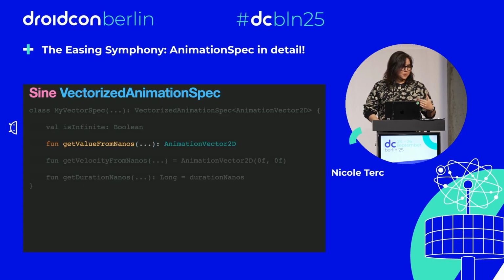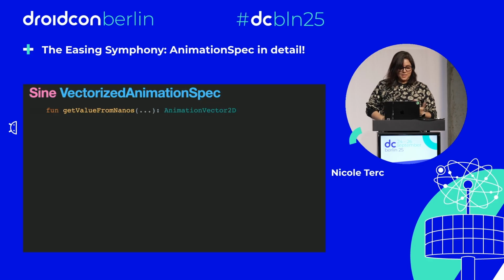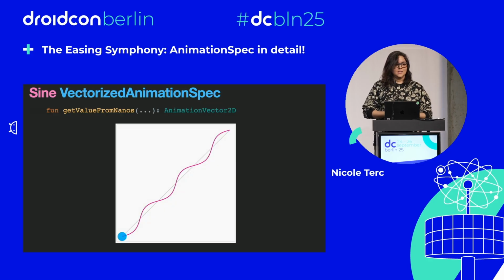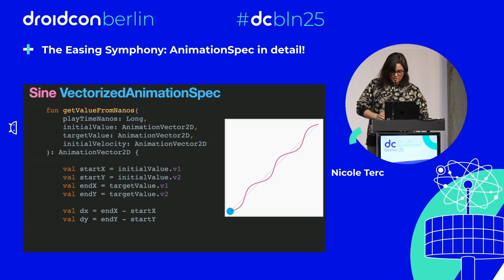Sadly, for this one, it's not going to be as simple as the other two, because in here is where we are actually going to define the path my AnimationSpec is going to take. So this is where all this sine formula is going to come into play. And it will look like this. Don't worry, we're going to break it part by part.